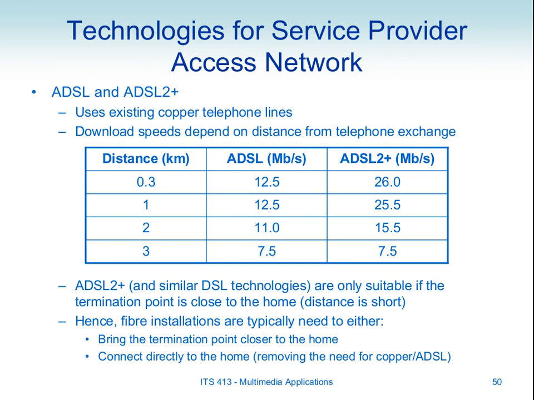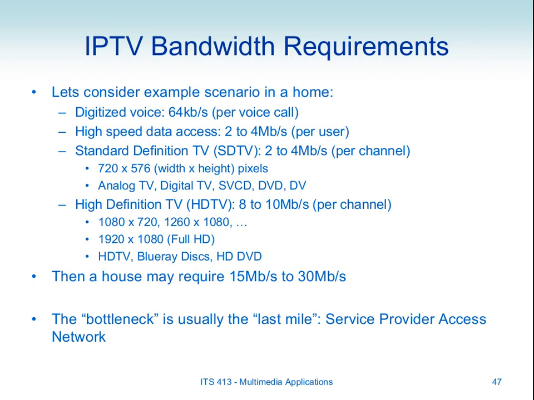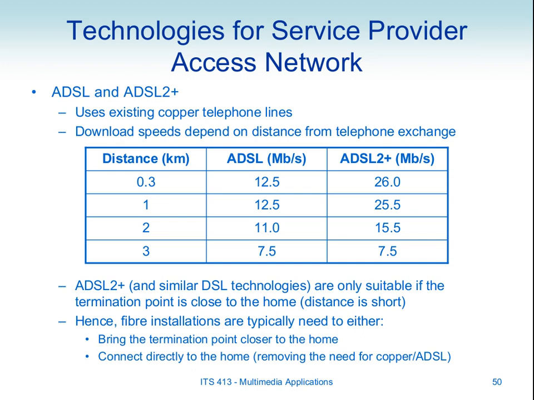Now, if we want to support, going back, the entire home with multiple TV channels, we spoke about a requirement of tens of megabits per second. Therefore, if you're 3 kilometres between the home and the exchange, ADSL, even ADSL 2+, will probably not be fast enough to support IPTV. If the home is close to the exchange, then it may be fast enough. We can get up to 20, 25 megabits per second. But further from the exchange, the speed supported by ADSL is not high enough. So that's a problem. ADSL will not always be suitable for IPTV.